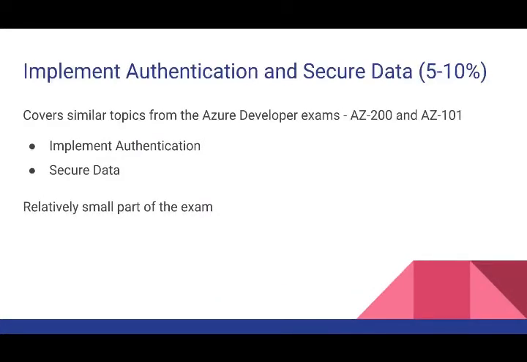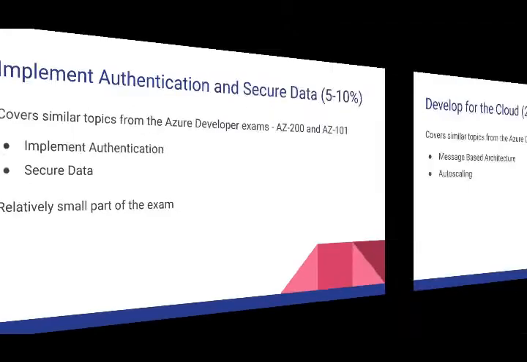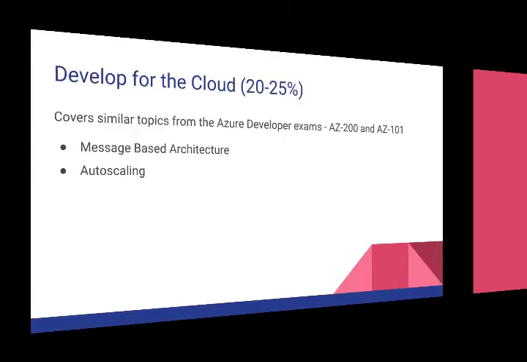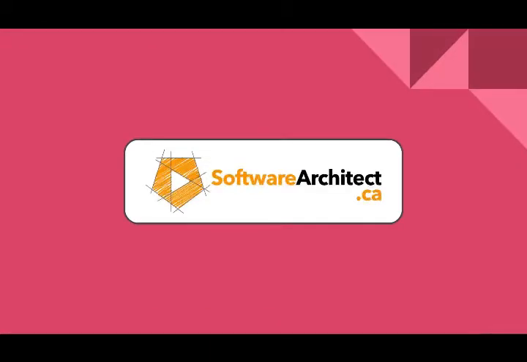Also 5 to 10% is dealing with authentication and securing of data in transit and at rest. Again, that's a small part of the exam, but it is very similar to the topics covered on the AZ-200 and 201 tests. Now, the next section is called Develop for the Cloud, and it's up to 25% of the exam. It deals with message-based architecture and auto-scaling, and again, very similar to developer-based topics. So those are the topics of the exam. Let's get into the first topic.